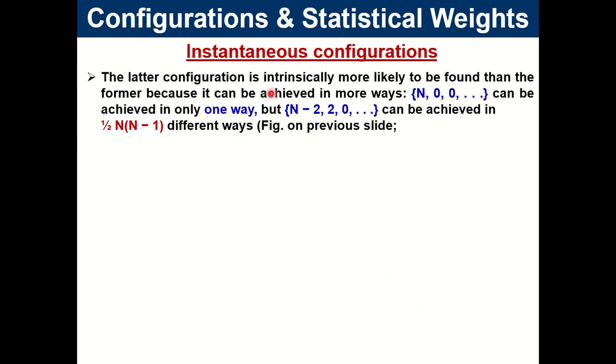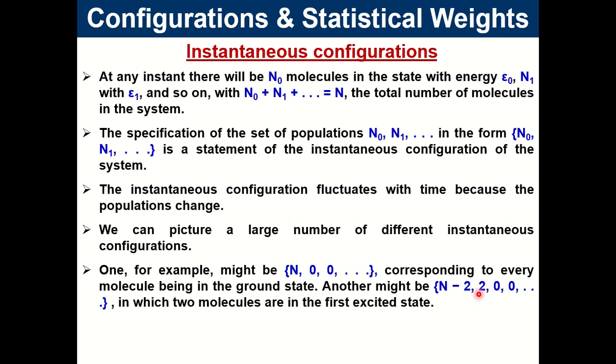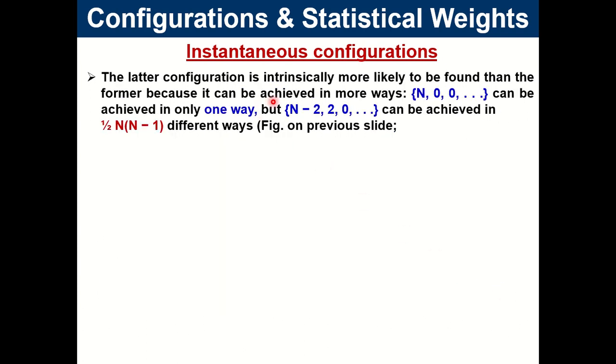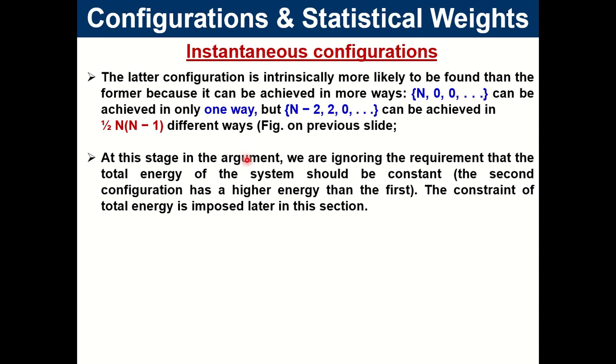The latter configuration, this last one that we showed, N minus 2, 2, comma 0, and so on, is more likely to be found than the former. The one where all molecules have equal energy is least likely and can be achieved in only one way. Because it can be achieved in only one way, its probability is very, very small. But the second configuration can be achieved in half into N into N minus 1 different ways. This can be shown in the next slide, so all these things will be picturized.